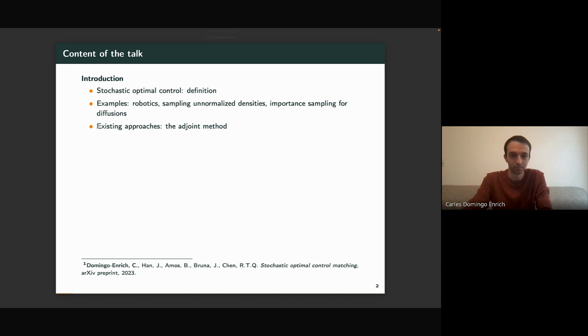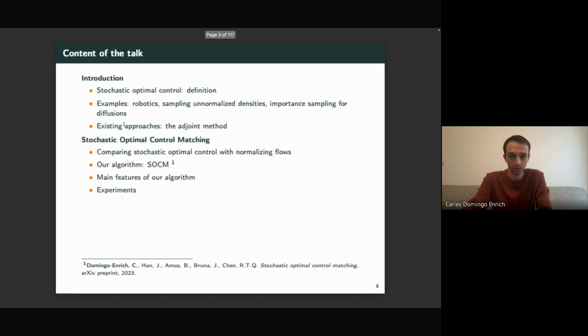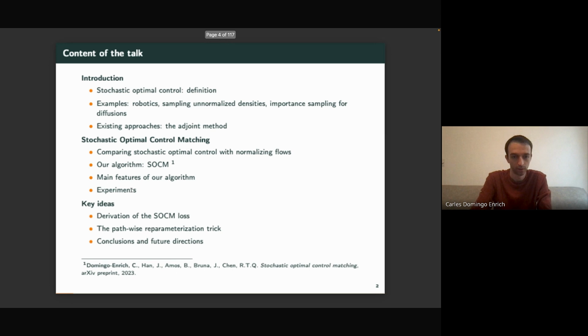And then I'll also cover existing approaches to solve this problem. And then I'll dive into stochastic optimal control matching, which is our approach. I'll first compare stochastic optimal control with normalizing flows, and that will be a build-up towards our algorithm. And then I'll present SOCM. I'll cover the main features of our algorithm, and then I'll present some experiments that support our findings.